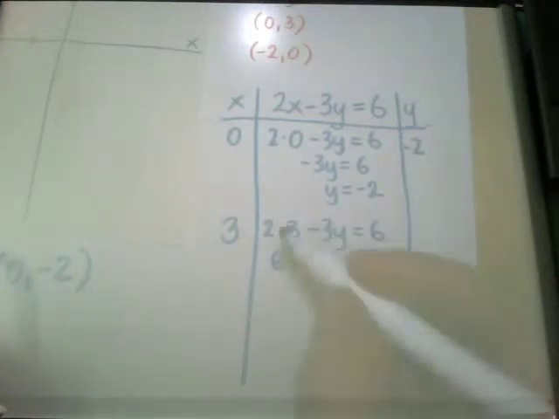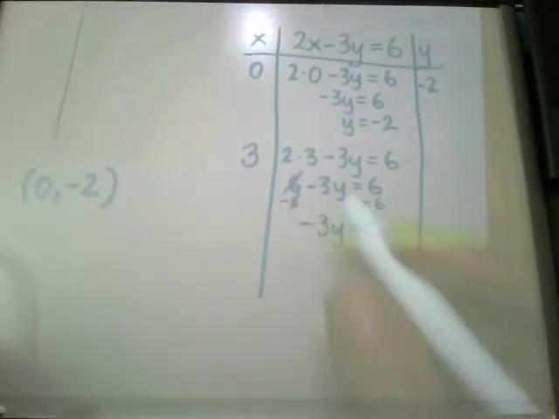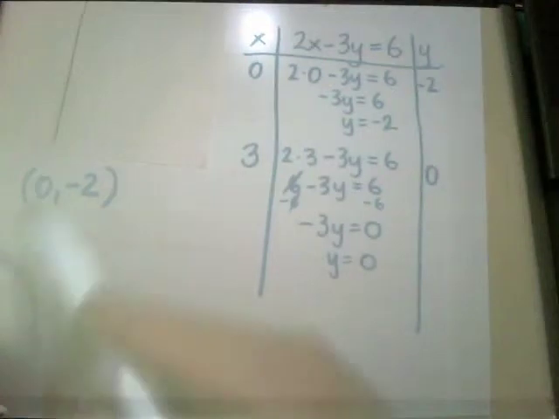To solve this, I would subtract the 6 first, so don't forget all our steps of how we do equations. We leave the variable alone to start. I have negative 3y equals 0. Divide both sides by negative 3, I get 0. That's fine, 0 is a number. So my next one was 3, 0.